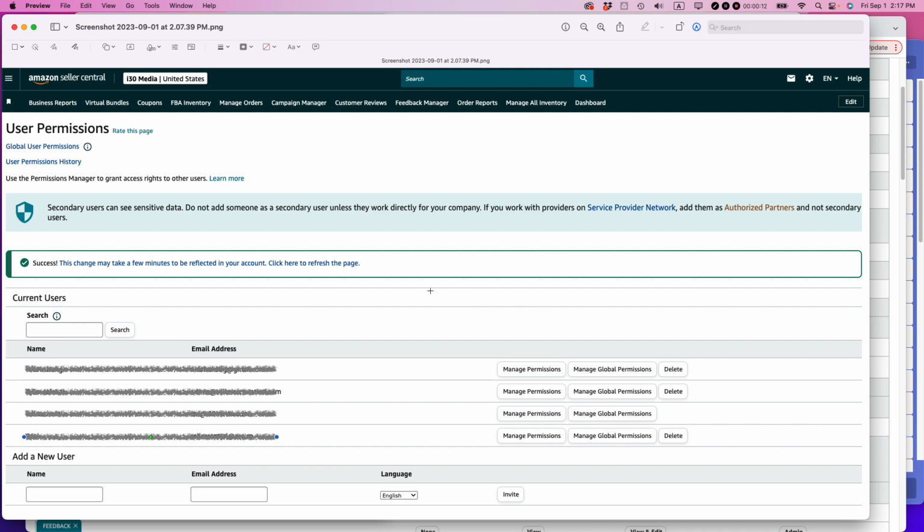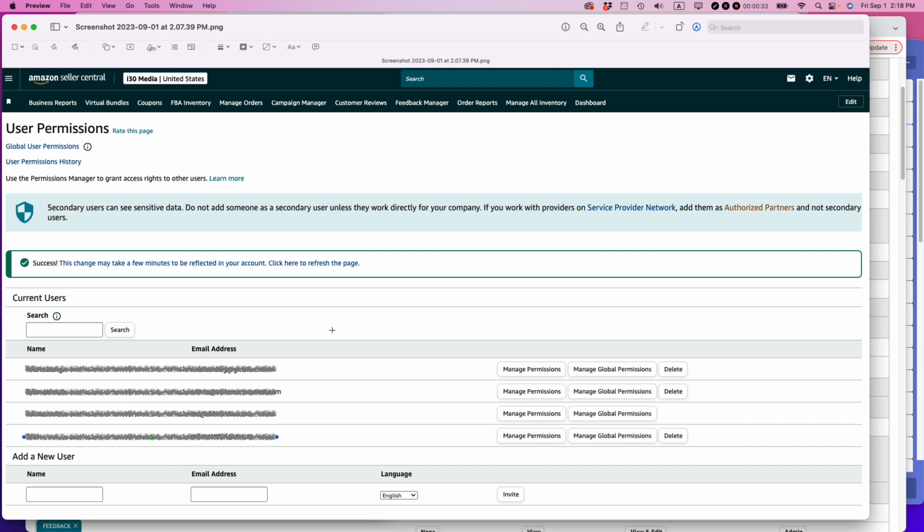Let's get started. What we're looking at right here is a user permissions page. And as I've explained in other videos, this is how you grant access to other service providers. You can see I have 4 other people who've been granted permission. One of them is a backup account for myself. The other one is one of my employees. So I only have 2 other service providers that currently have access to my account.